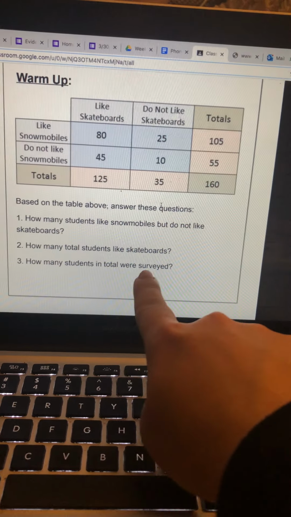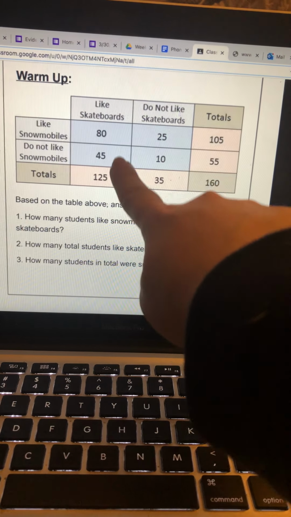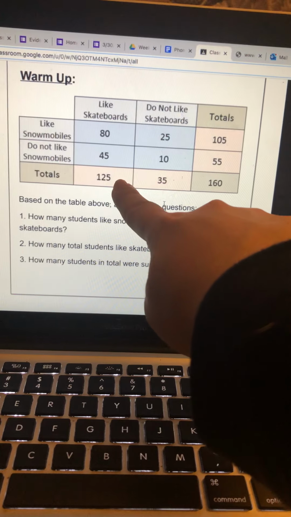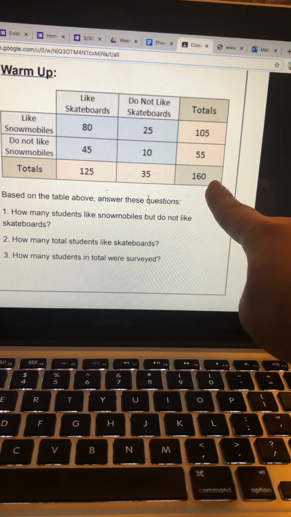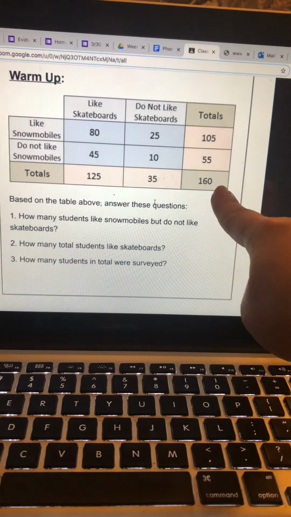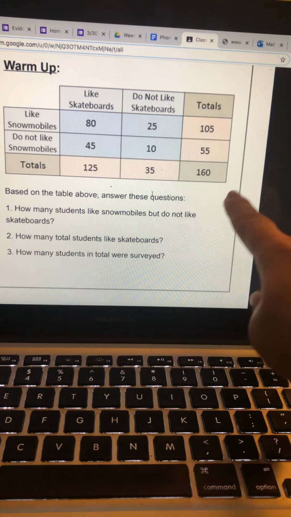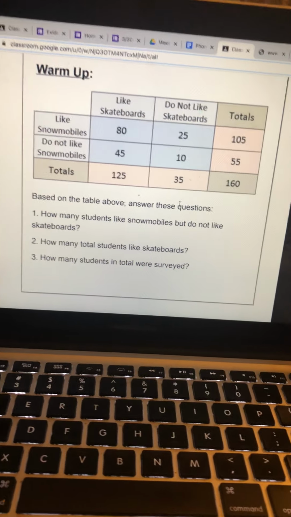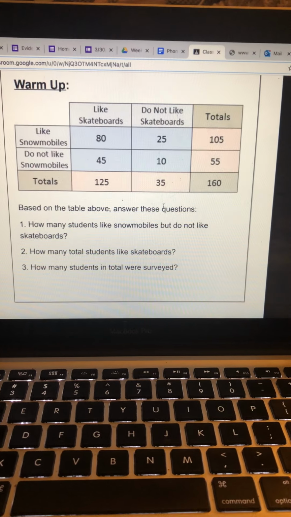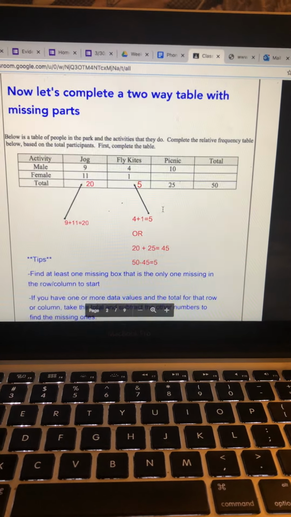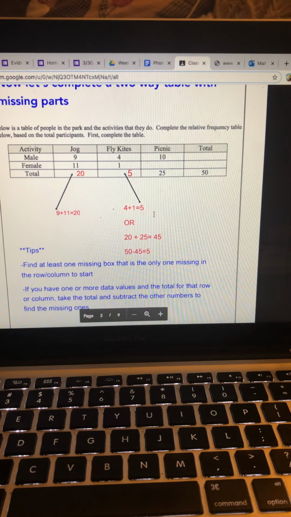How many total students like skateboards? So we would go to the skateboard column, total 125. And how many students total were surveyed? That's always our bottom right-hand corner. For those of you that were unsure, I said yesterday, this bottom right-hand corner will be the total amount of people surveyed in the data that you collected. So, quick warm-up. You should be able to go over that. Then it goes into finding the missing parts in the two-way table.